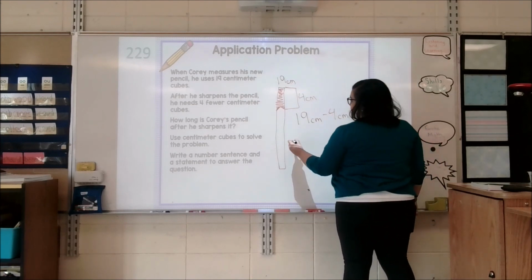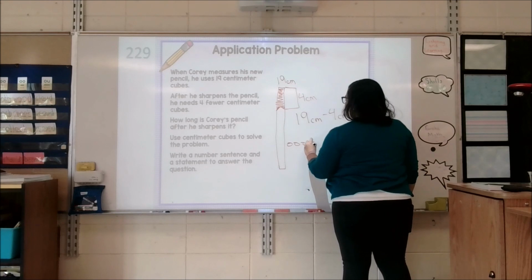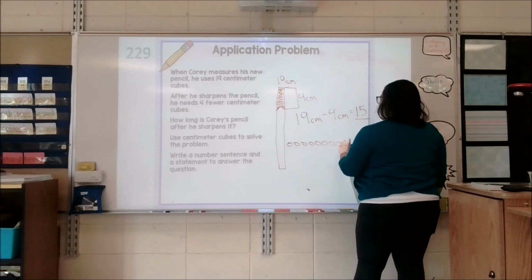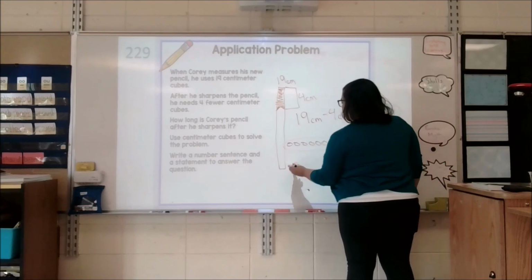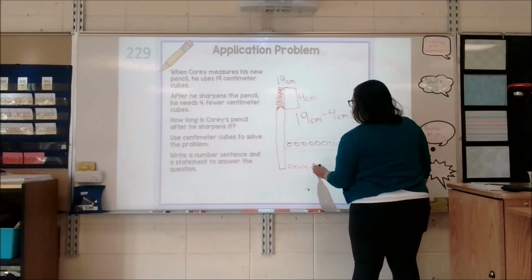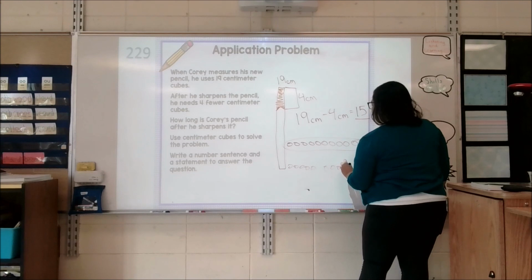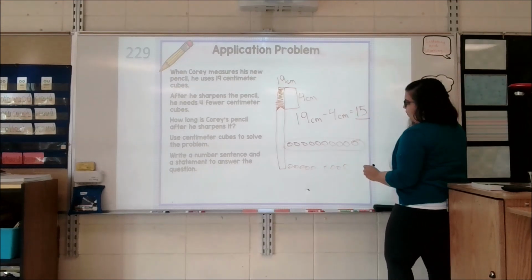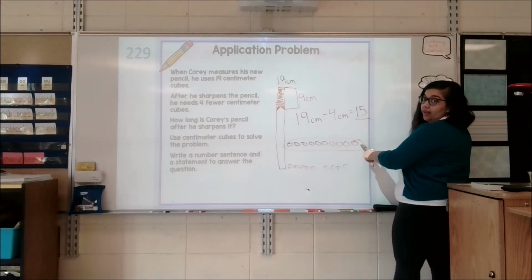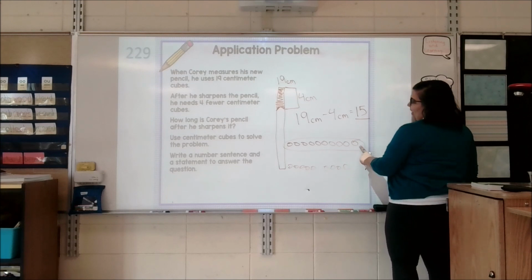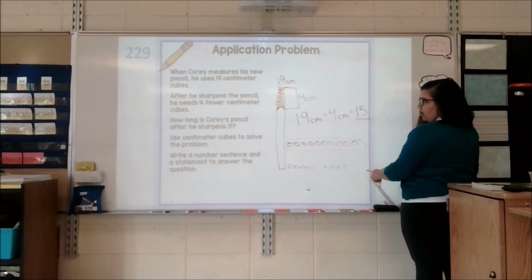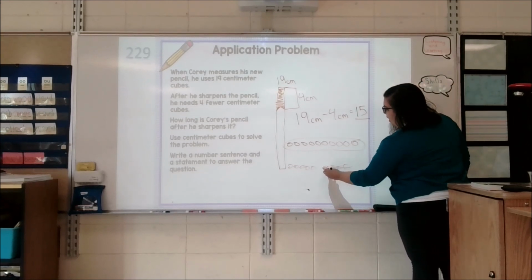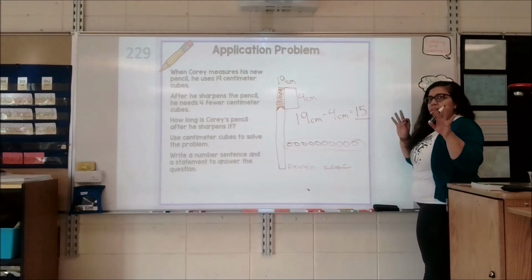So, drawing 19. 1, 2, 3, 4, 5, 6, 7, 8, 9, 10. 11, 12, 13, 14, 15, 16, 17, 18, 19. We're going to take away 4. Do I need to take from 10? This is why I didn't do the take from 10. Haha, because I don't need to. Do I need to take from 10 if I'm only taking away 4? I don't. I can take the 4 out of the 9 and leave my group of 10 alone.